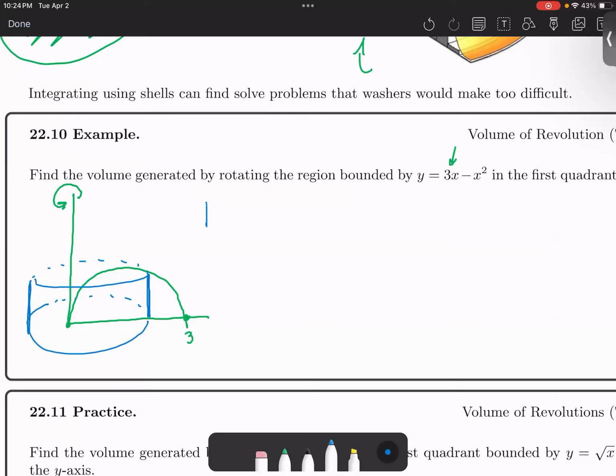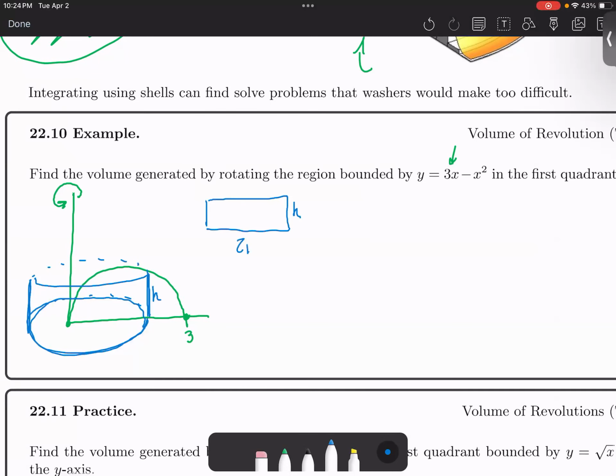And that cylinder, if I stretched it out, would have a height and a width, but the width would be that circle right there, the circumference of that circle. So 2 pi r. Now let's figure out what the height is and what the radius is. So the height of this cylinder is given to me by my function value. This is 3x minus x squared.